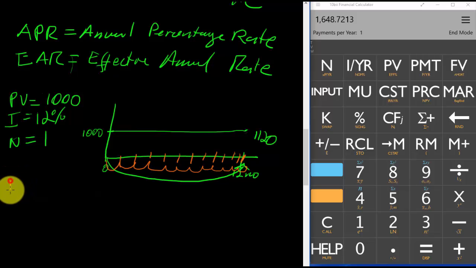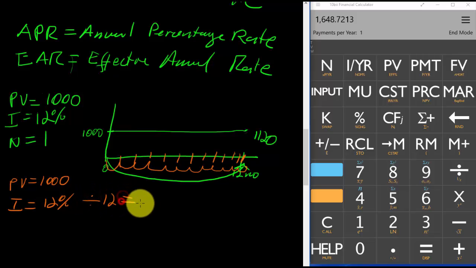As we compound 12 times, we're going to break this up and use the compounding calculations that we did before. So our present value stays the same, 1,000. My interest is going to get divided by what? My interest is 12%, but I'm going to divide this by 12 because I'm calculating it monthly, and that's going to give me 1% per month. And my n, which is equal to 1 year, I'm going to multiply by 12 months, and that's going to give me 12n.